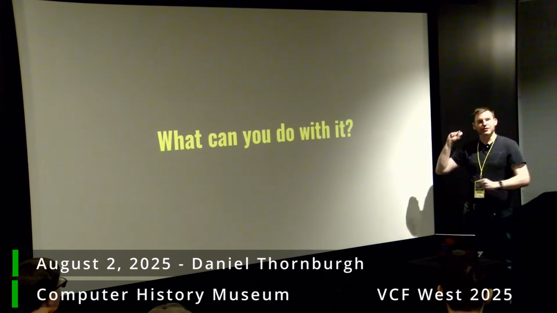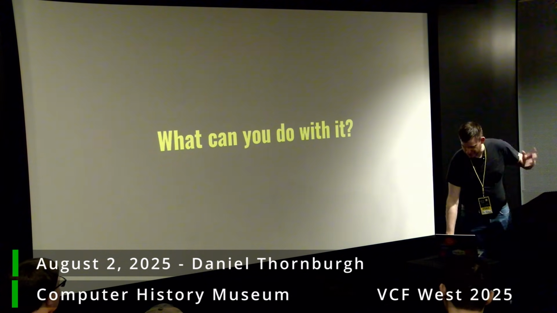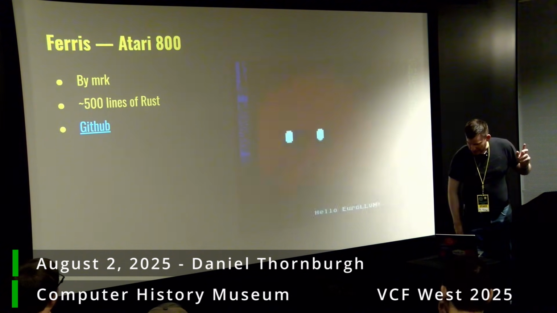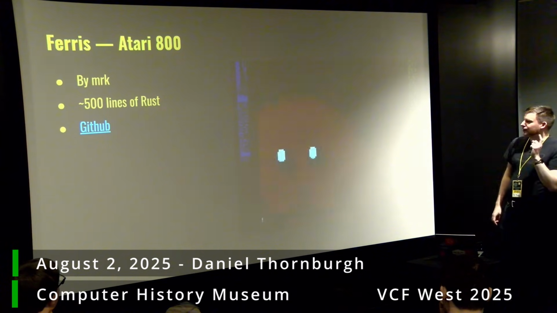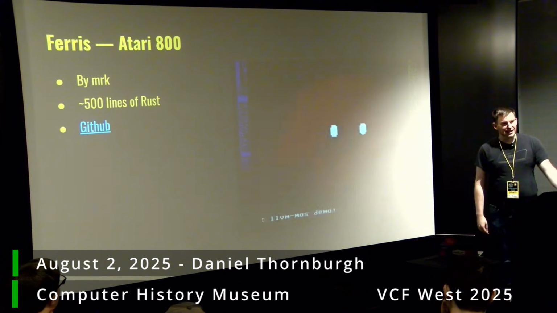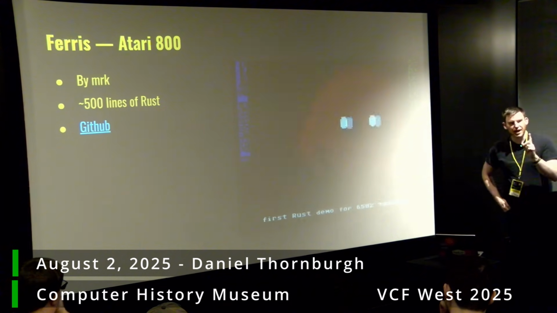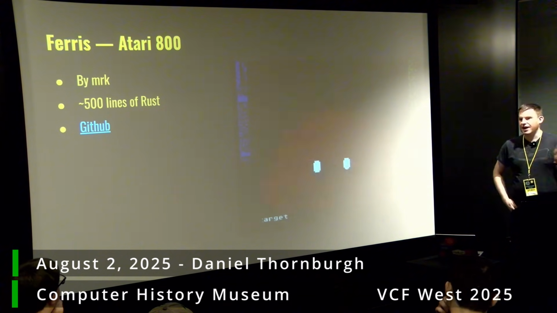This is the part where I get to show off weird, cool demos, things that people have done with this. I had nothing to do with any of these for the most part, except for this one. This was the first demo that I actually showed off at Euro LLVM when I presented this to the LLVM people. And this is 500 lines of pretty high-level Rust running on an Atari 800.